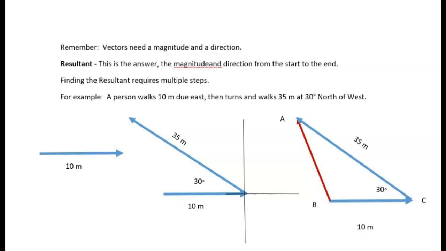Finding the resultant requires multiple steps. For example, a person walks 10 meters due east, then turns and walks 35 meters 30 degrees north of west. The drawing is shown.